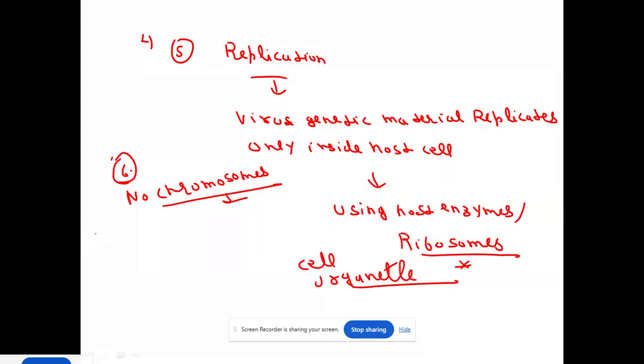Up to this point, everything clear? Tell me. Can you explain it once for your revision?